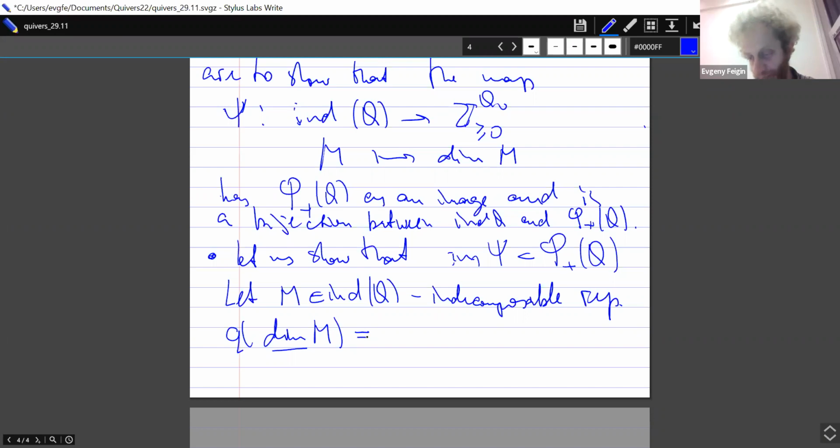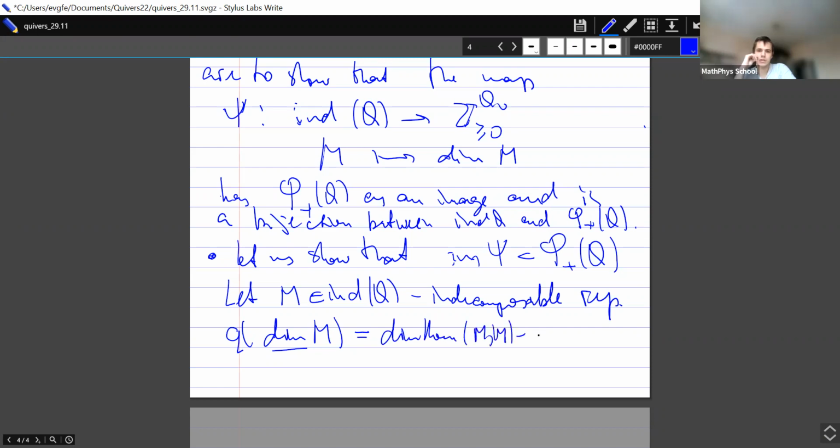So we have M, which is a representation, and then we have its dimension vector, and then we can compute our quadratic form on this dimension vector. But we had also a formula which expresses the value of Q in terms of some properties of M. Do you remember what that is? It's the difference between the dimension of Hom from M to M, as far as I remember, and the dimension of Ext from M to M. Right.